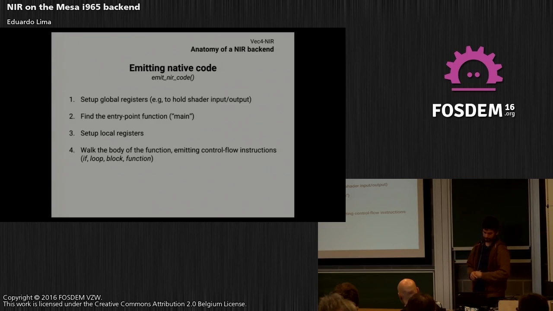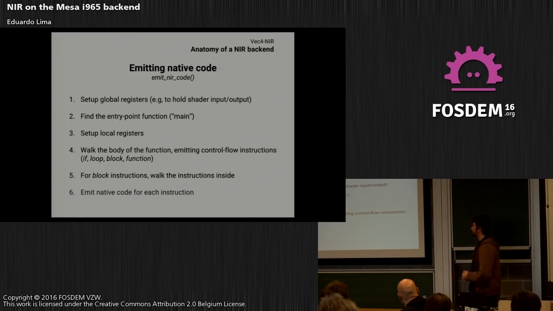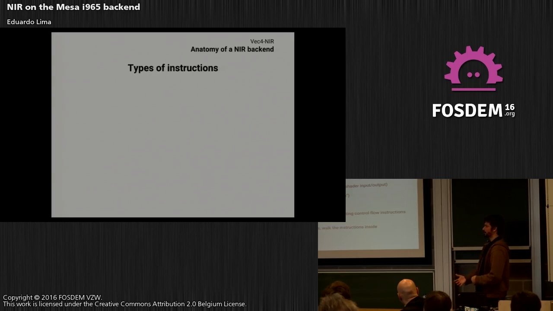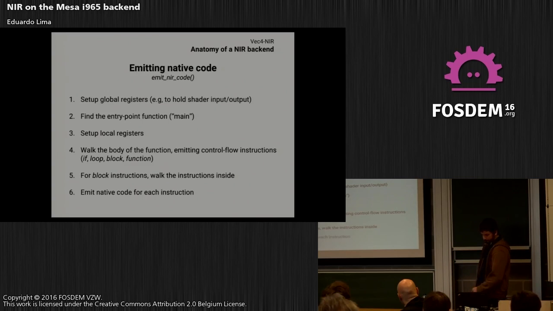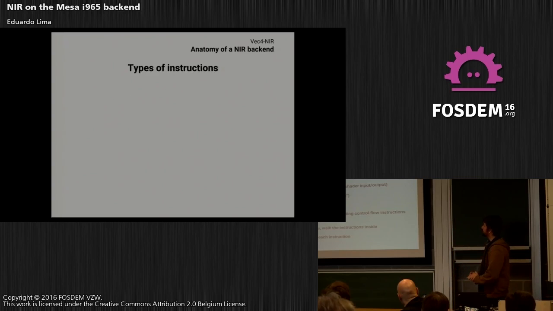What we're going to find there is only control flow instructions at this point. We get the if, loop, block, and function. Function is normally lowered in our backend, the i965 backend, so you'll never get to see a function instruction. And then for the if, you go emitting the native code for each of those. When you reach a block, it means there are some instructions inside, so you walk into the block and start walking the instructions, and you emit the native code for each instruction. That's basically the process. It's pretty straightforward, easy to reason about, and it fits in a slide, so it's nice.